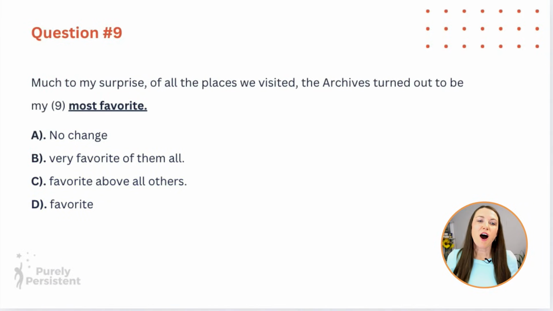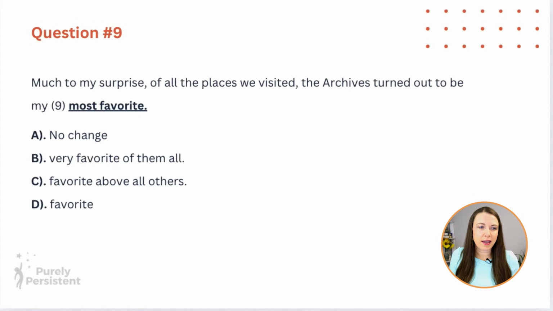Much to my surprise, of all the places we visited, the archives turned out to be my most favorite. Okay, so you know when you're a kid and you say, oh, my most favorite friend is this one. Well, really, favorite is taking everyone and then favorite is one. Or maybe you're talking about ice cream. Here's my favorite ice cream. You don't want to say most favorite because that is actually redundant. And so B and C are also really redundant. We don't need those excess words. So the answer is D, favorite. You can just say, the archives turned out to be my favorite, right? Done, easy. Okay, question 10.